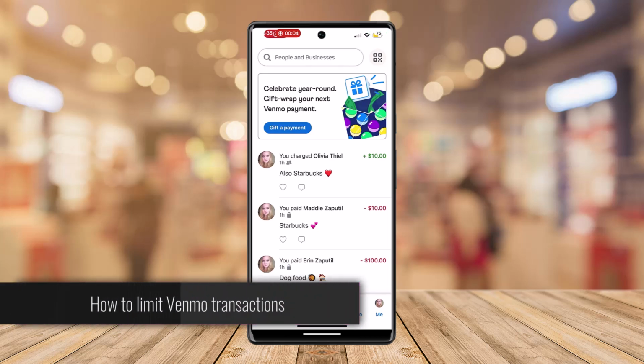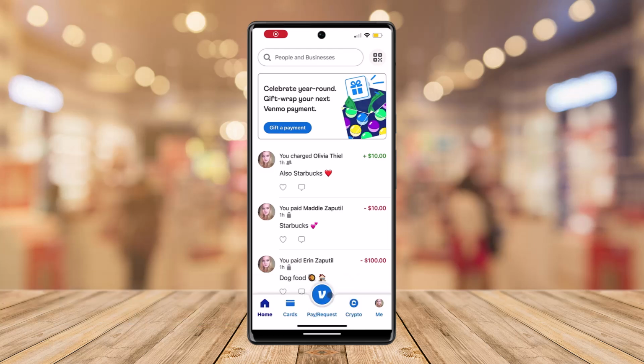In this guide, I'm going to show you the procedure to limit Venmo transactions. Unfortunately, Venmo does not allow users to manually set their own custom spending limit. Instead, your transaction capacity is determined by your identity verification status and operates on a rolling weekly basis. If you want to limit your transactions, the most effective way is to remain unverified, which keeps your spending capacity at the lowest possible level.